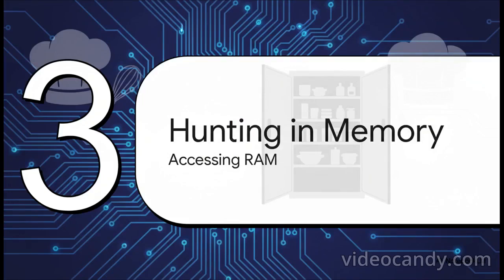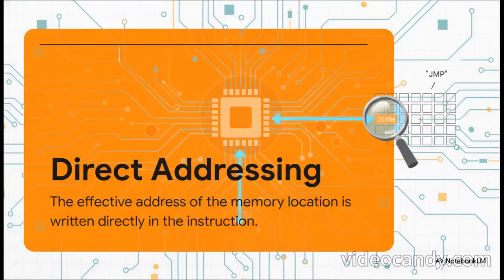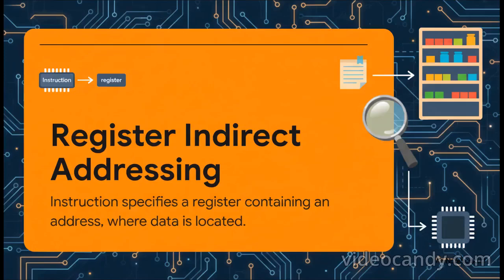But of course, what happens when the ingredients aren't on the prep counter? Well, our chef has to walk over to the pantry, what we call main memory, or RAM. This is a much bigger storage space, but every single trip to the pantry takes more time. Direct addressing is the most straightforward way to find things in the pantry. The instruction gives the CPU a specific fixed shelf number, which is just a memory address. So JMP 2085H tells the CPU to go directly to memory location 2085 hex to find what it needs next. It's simple, but it's also pretty rigid.